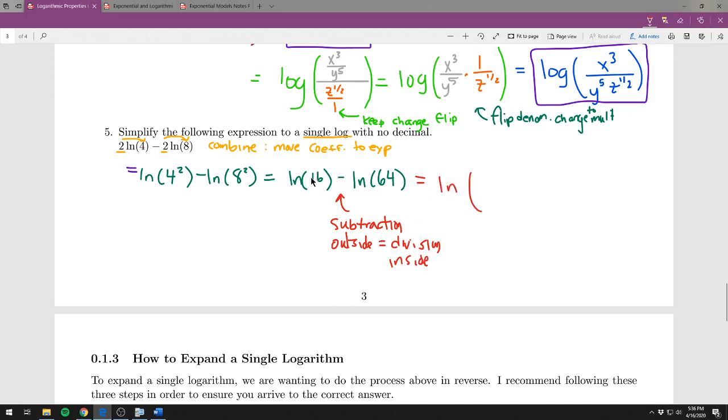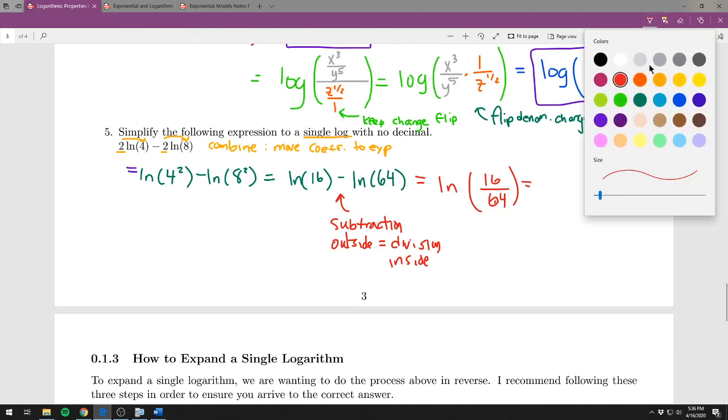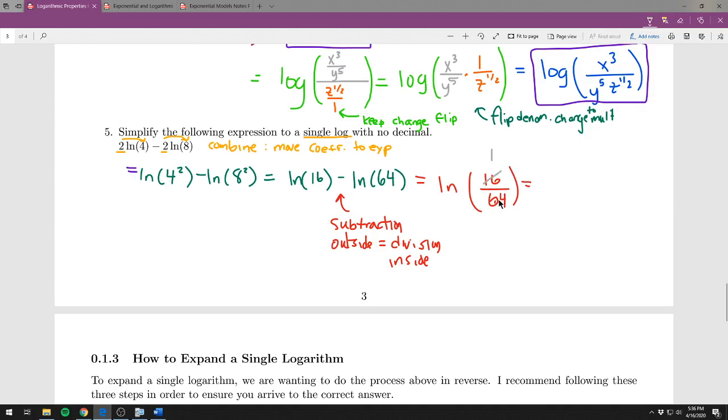All right, so we divide on the inside, we get 16 over 64. And if you simplify this, 16 and 64 kind of go perfectly into each other. You can cancel 16 out and get 1 and 4. This is the natural log of 1/4. And this is the final simplified answer. And this is a single log with no decimal. You type in natural log of 1/4 in your calculator, you'll definitely get a decimal, but this is our answer.